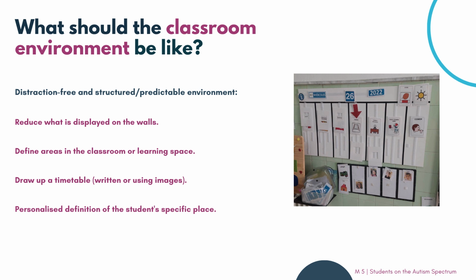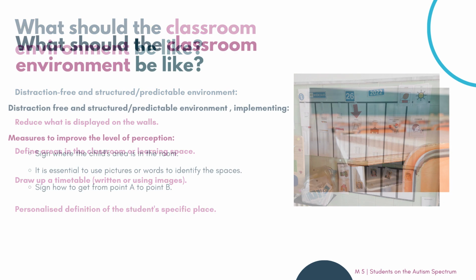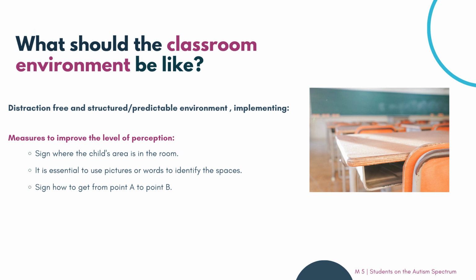Personalized definition of the pupil's specific place. Many students have the need to have their specific place to develop a certain task. For example, a child who has difficulty staying in his or her designated area in the classroom may benefit from tape on the floor around his or her seat, so that he or she knows where he or she is expected to be.